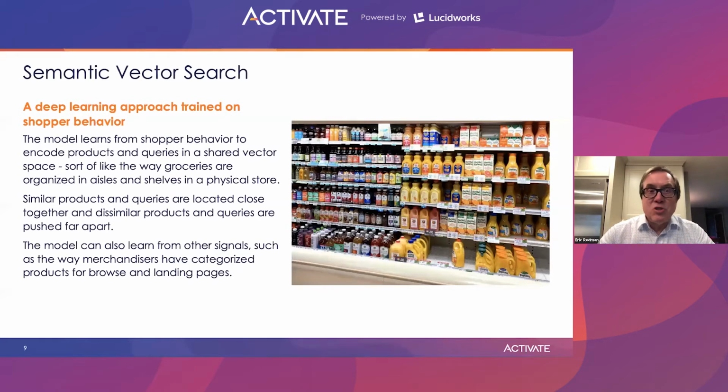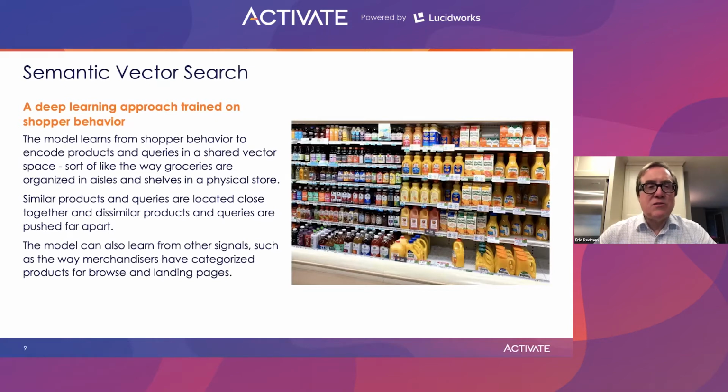And that's kind of the job of this model, and we call this type of model an encoder because it's encoding product names and descriptions and queries into this shared vector space. Its job is to put similar things close together and dissimilar things far apart. Now, what is similar and what is dissimilar, that's what's learned from the shopping behavior.